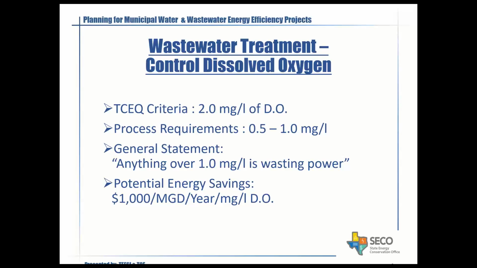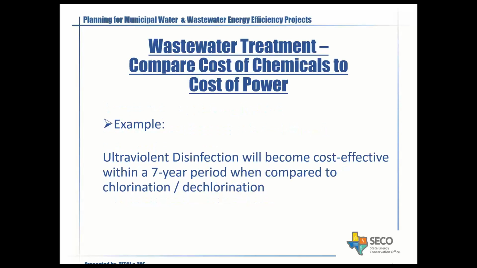You have a potential energy savings of about $1,000 per MGD per year per milligram per liter of DO. So if you're operating your wastewater treatment plant over 2, and I've seen some operate at 4 or 5 parts per million, you're wasting $1,000 per MGD per year. So just keep that in mind. You don't have to run it at a high level to maintain treatment.